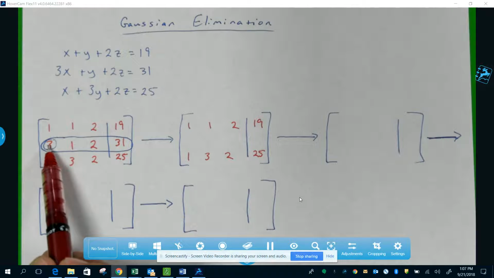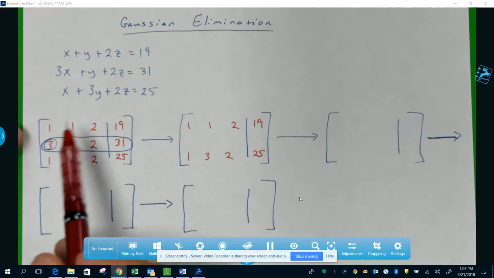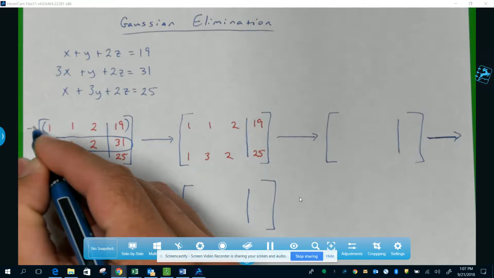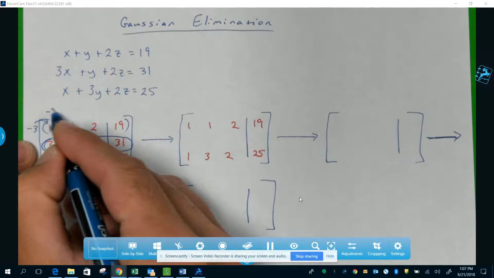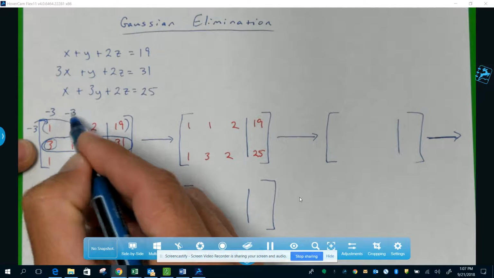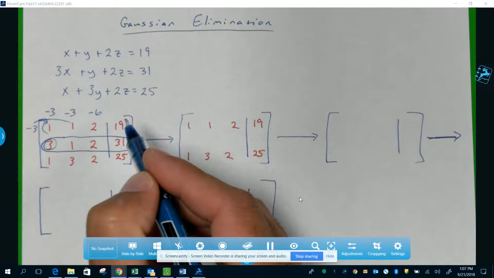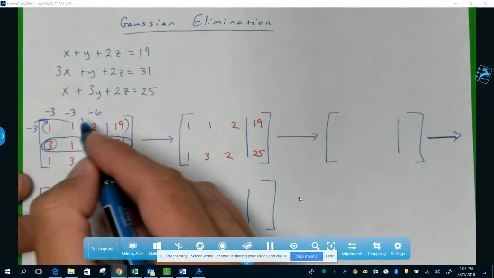Anytime I need a 0 here, I need to combine him with the row right above. If I combine a 3 and a 1, that's going to give me a 4. So what I need to do here is multiply this entire row times -3, and that'll turn my 1 here into a -3. If I distribute that -3 all the way through, -3 times 2 is -6, and then -3 times 19 gives me -57.